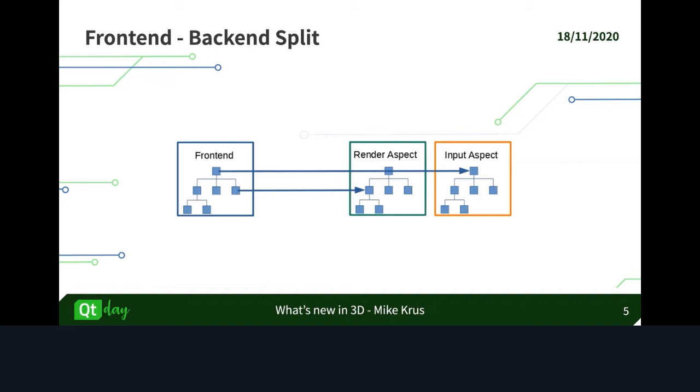You have one aspect for rendering, one for input handling, another one for animations, and so on. Every aspect will have its own representation mapping the front-end nodes. So there's a roughly one-to-one mapping between front-end and back-end nodes. Of course, the input aspect doesn't care about things specifically related to rendering, so it would only map some of the things that come from the front-end nodes, but not necessarily everything.